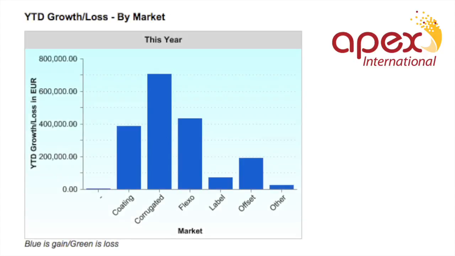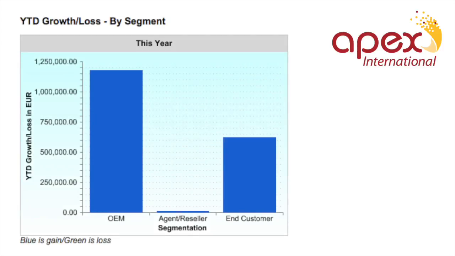The year-to-date growth loss total sales by market report displays the total revenue above, below, or equal to this time last year by vertical market. This report provides a fast visual of how your business is improving or falling short over last year in each of our core verticals. Similarly, the year-to-date growth loss total sales by segment report features the exact same metric, but focuses on market segmentation between end customers and OEMs.